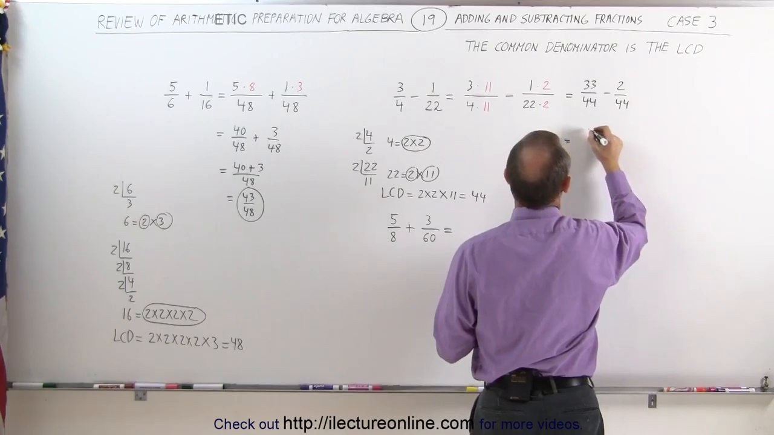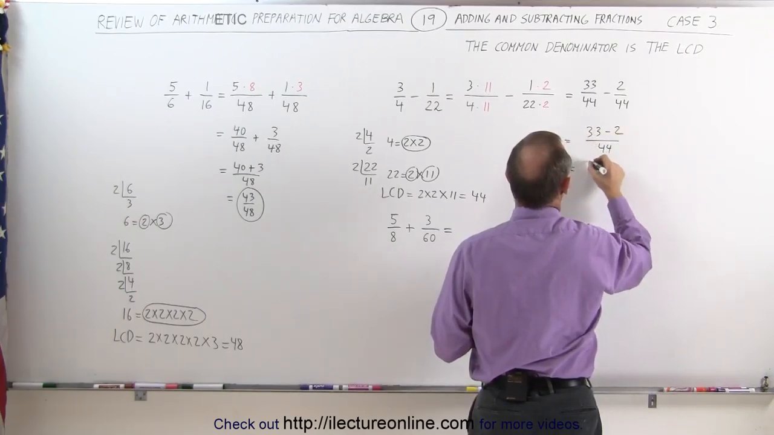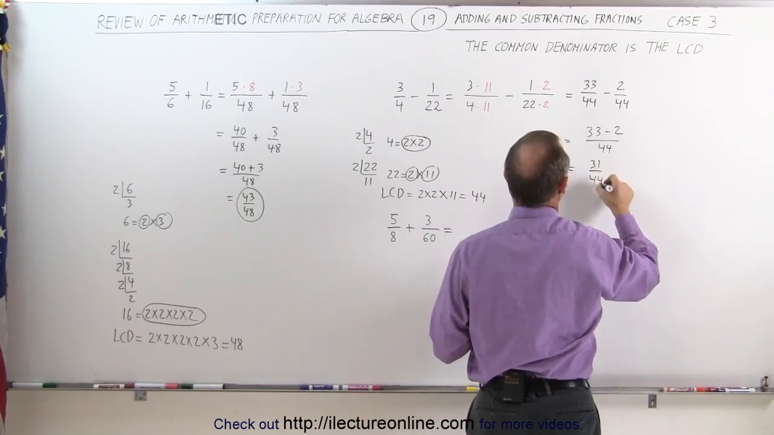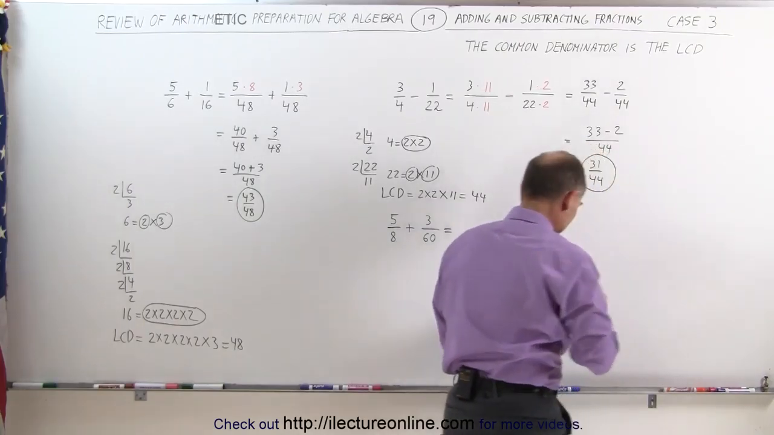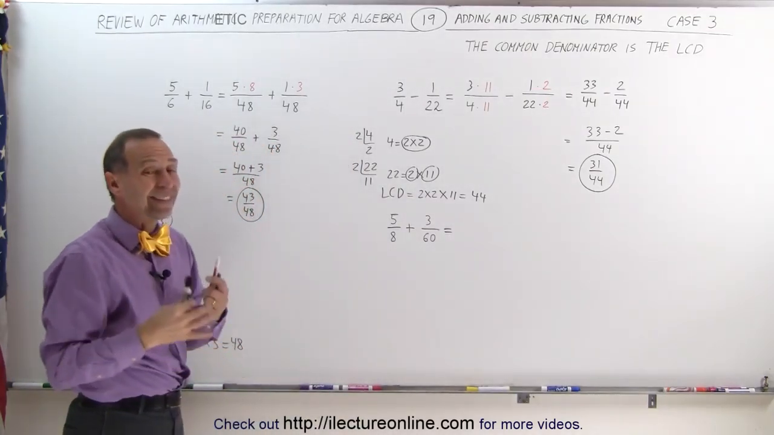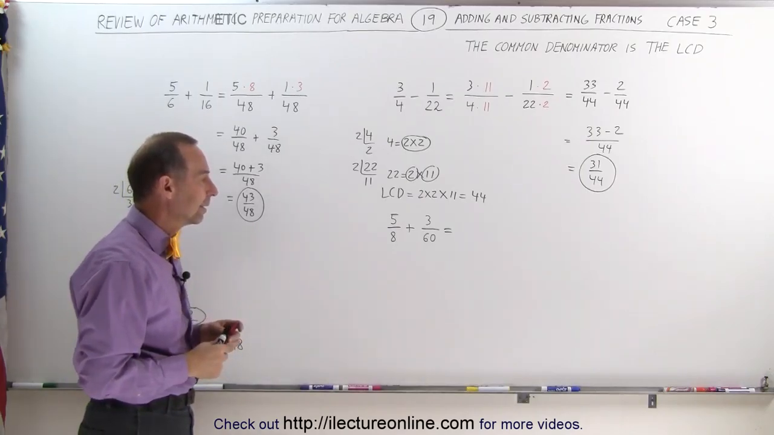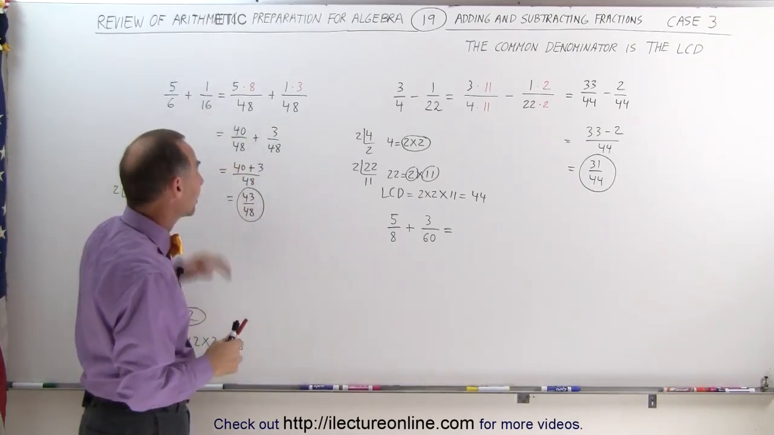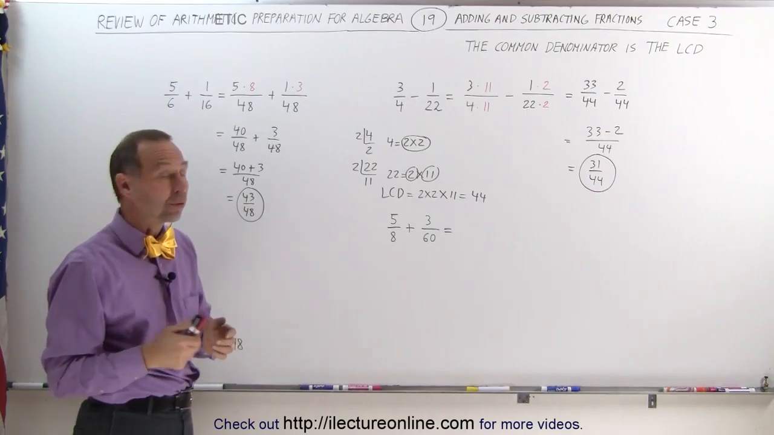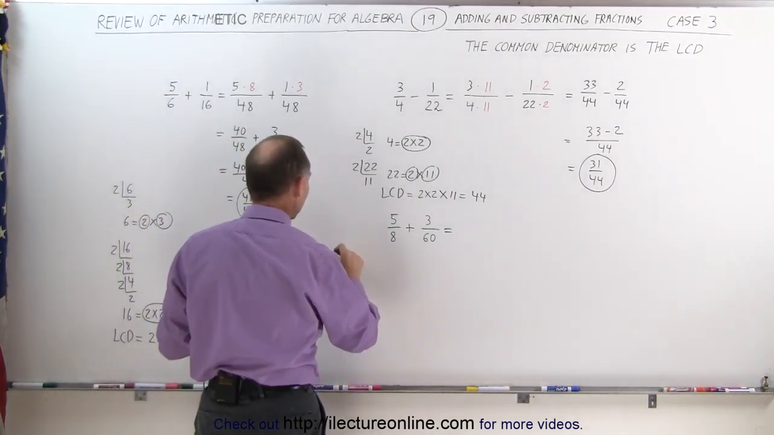Now I can go ahead and simplify things a little bit. This is equal to 33 over 44 minus 2 over 44. And since they're on the same denominator, this can now be written as 33 minus 2 over 44, or 31 divided by 44. So you can see, I did the problem in a slightly different way, but it's the exact same technique.